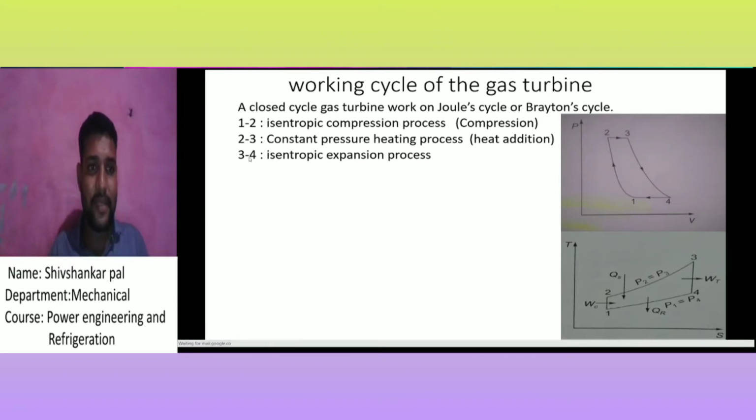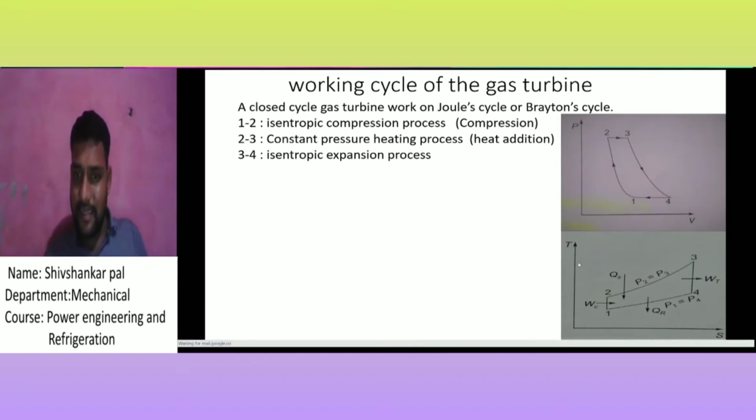Our next step is the isentropic expansion. Expansion means the movement of the turbine. That is the expansion process. That is also taken as an isentropic process. Isentropic means adiabatic, meaning our heat is constant. When heat is constant, it again makes a curve in the PV diagram. You see in the figure it makes a curve from 3 to 4.